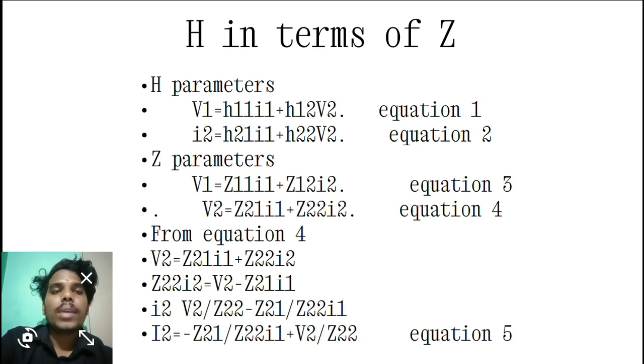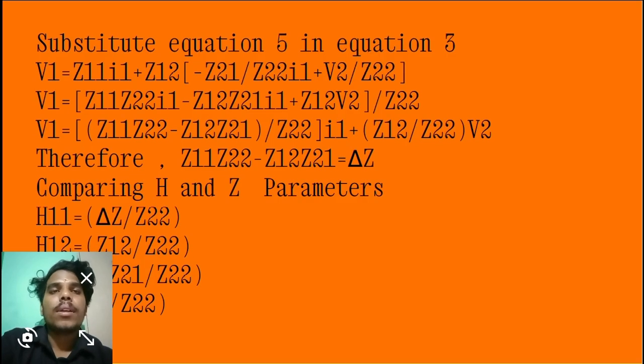From equation 4, V2 equals Z21 I1 plus Z22 I2. Z22 I2 equals V2 minus Z21 I1. I2 equals V2 by Z22 minus Z21 by Z22 I1. This is equation 5. And next, substitute equation 5 in equation 3: Z11 I1 plus Z12 into minus of Z21 by Z22 I1 plus V2 by Z22.